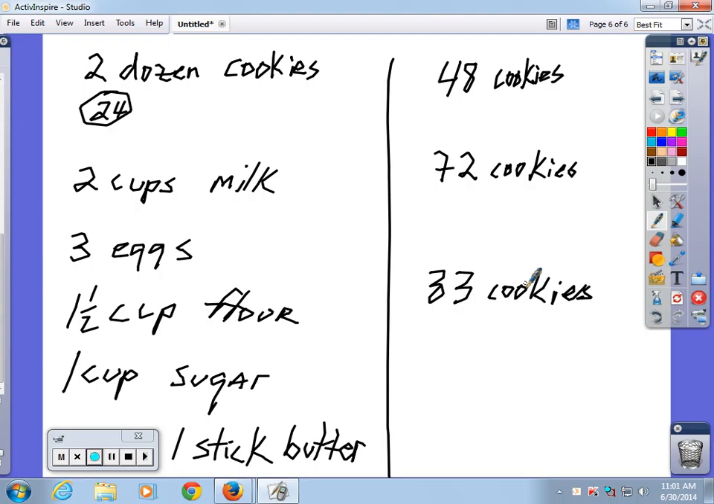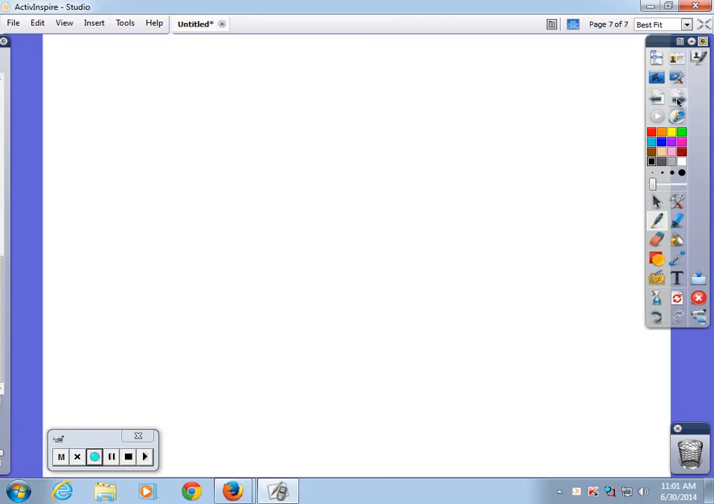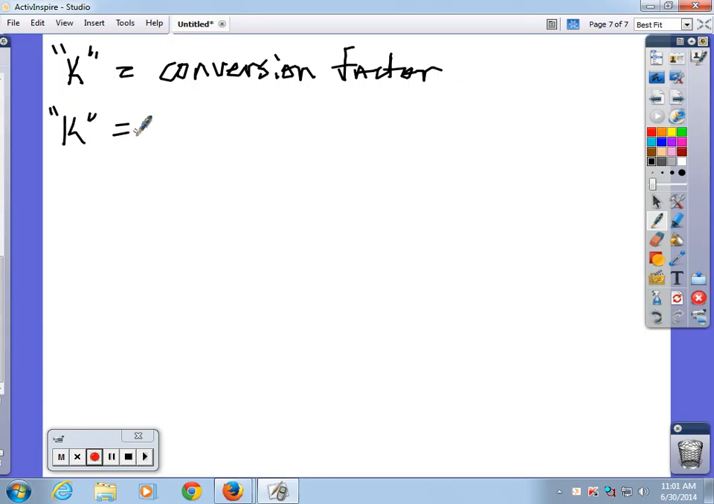All right? Now, K is your conversion factor. So you need to write that down. K never changes. K is always K. The other variables may change, but K never changes. K is your conversion factor. They may ask you to change the variables in the three equations that I gave you, but K will not change.